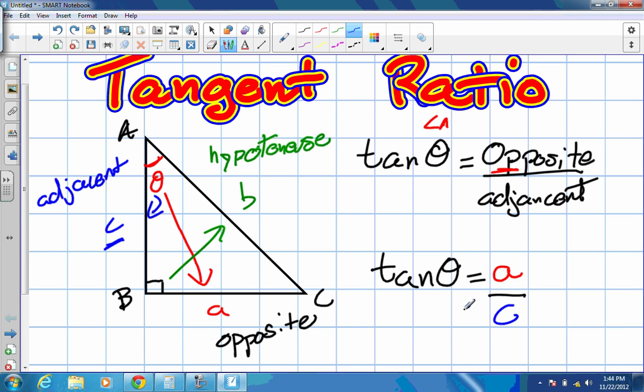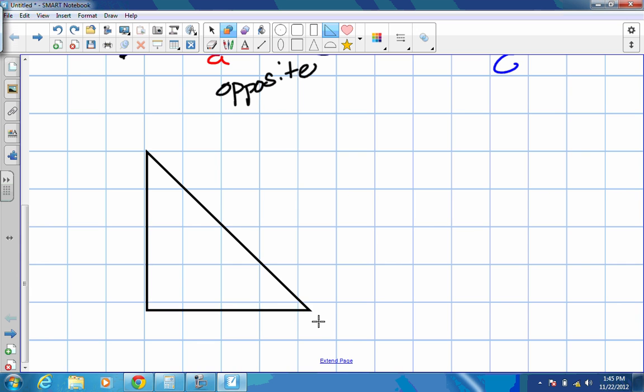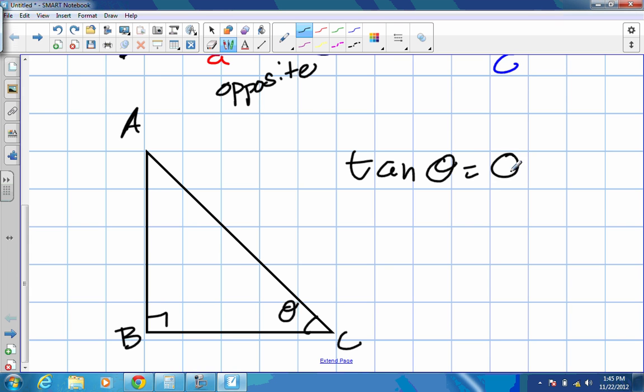But tangent ratio is completely dependent on what angle we're speaking about. So let's say we recreate the exact same triangle. Okay? Same triangle, same letters. We have our A, B, and our C. But in this case, let's say we're looking for this angle down here. This is our theta. Okay? Well, tangent theta is equal to, I'm going to represent it with O over A. That means opposite over adjacent. Okay, instead of writing out the whole word. Well, we have our sides, C, A, and B.